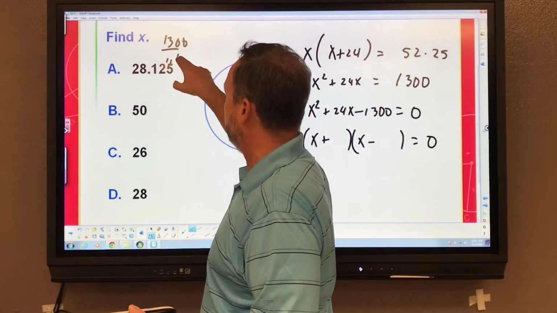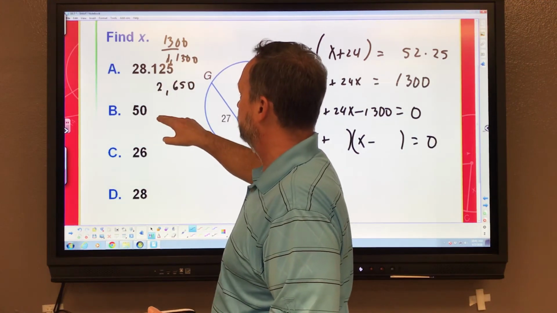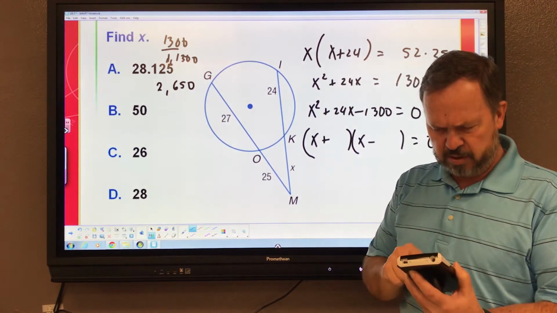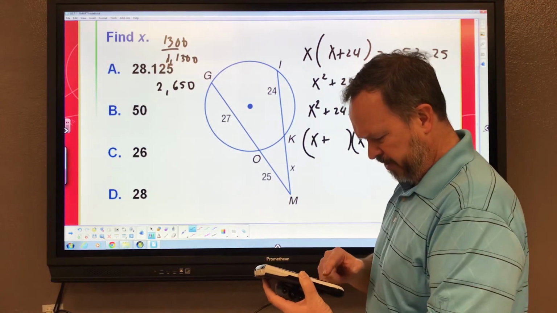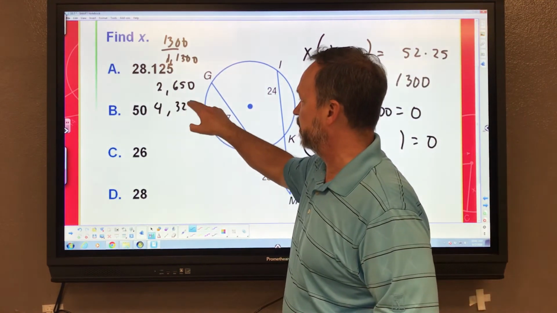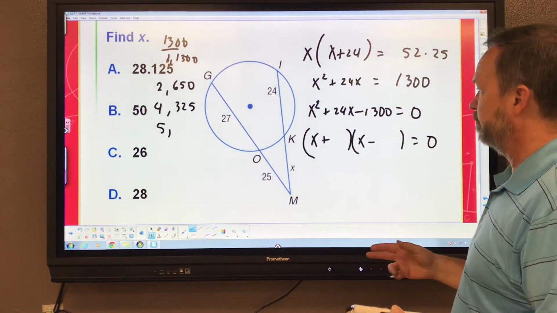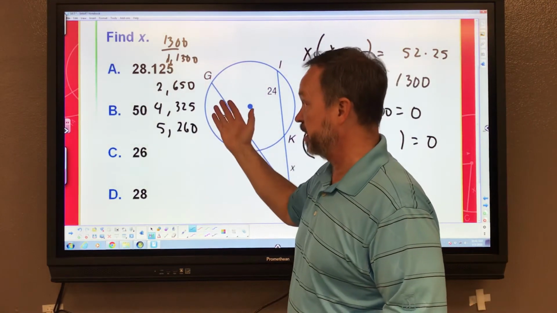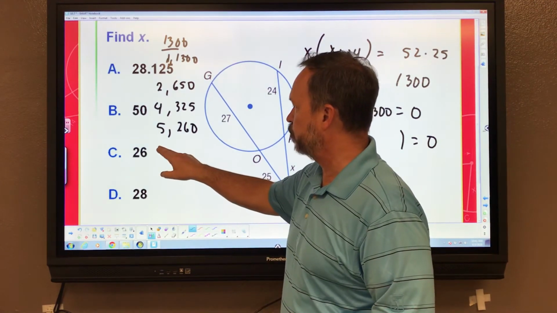Because you've got 1 and 1,300. You've got 2 and 650. Believe it or not, I don't think 3 works. Nope, it doesn't. And 1,300 divided by 4, so 4 and 325. 5 would obviously work, 260, I believe. And if 3 doesn't work, then 6 doesn't work, and 7 doesn't work, and 8 probably works.